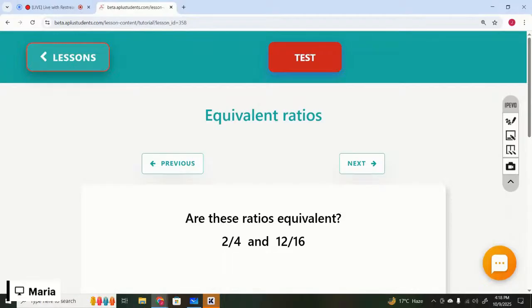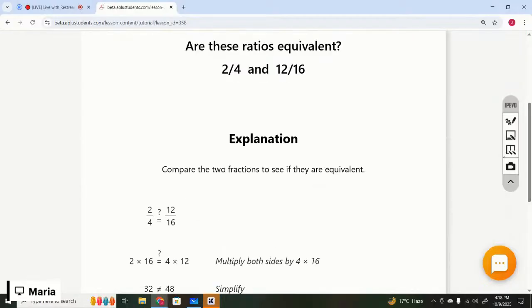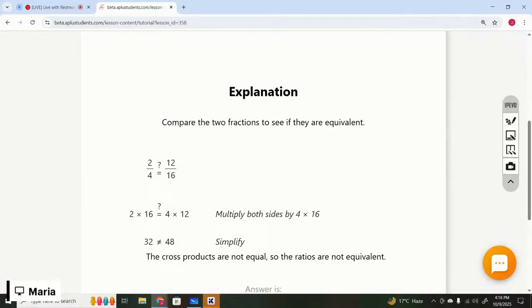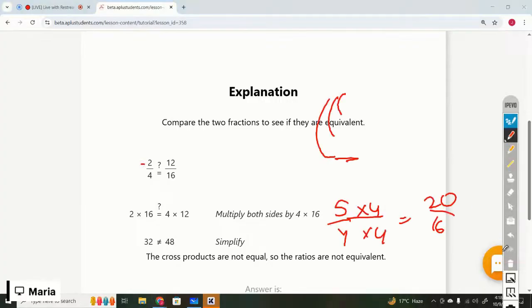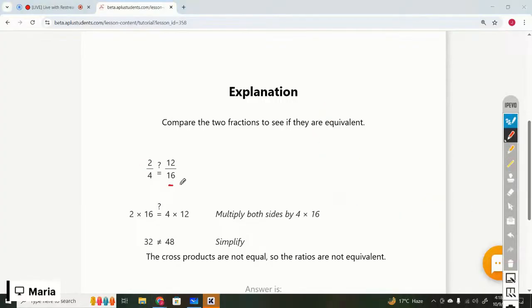Are these ratios equivalent? 2 by 4 and 12 by 16. We need to see if they are equivalent. So you need fractions 2 by 4 and 12 by 16. You need to cross multiply them. Cross multiply means the numerator of the first fraction, you need to multiply it with the denominator of the second fraction. And same thing you need to do with the other side. So that is 2 times 16 equals 4 times 12. That is 32 is not equal to 48.